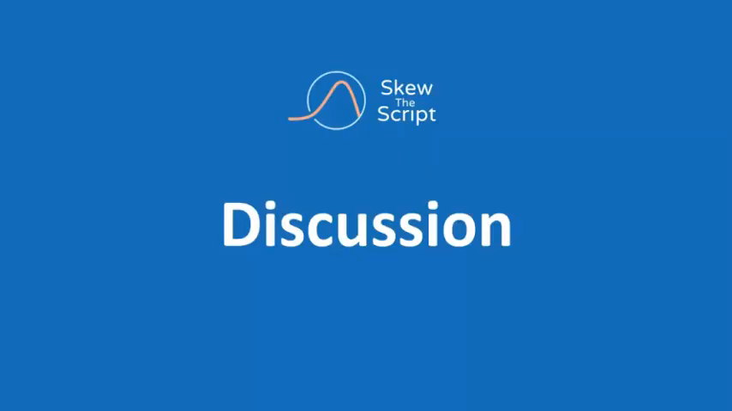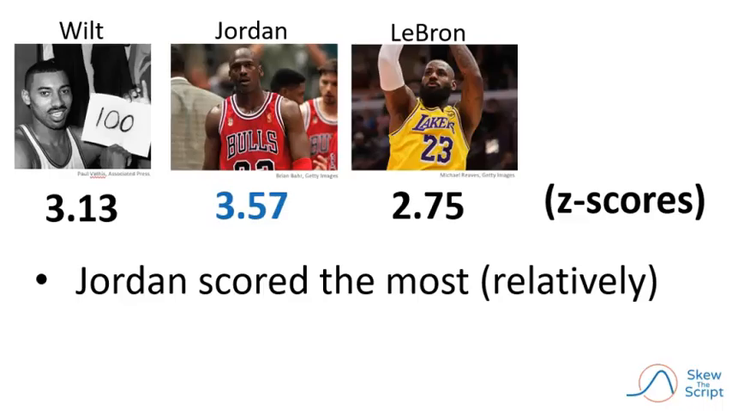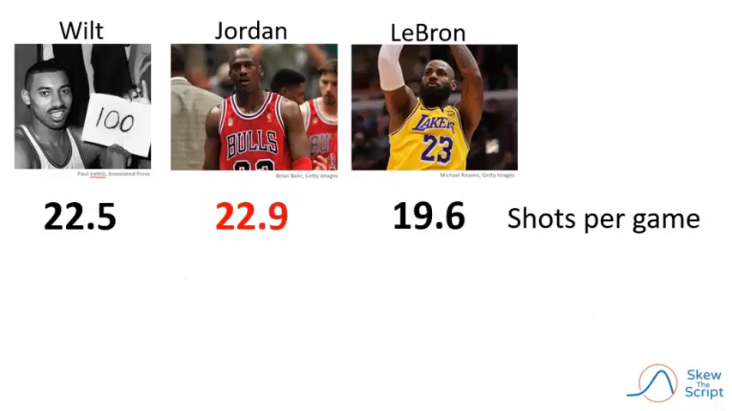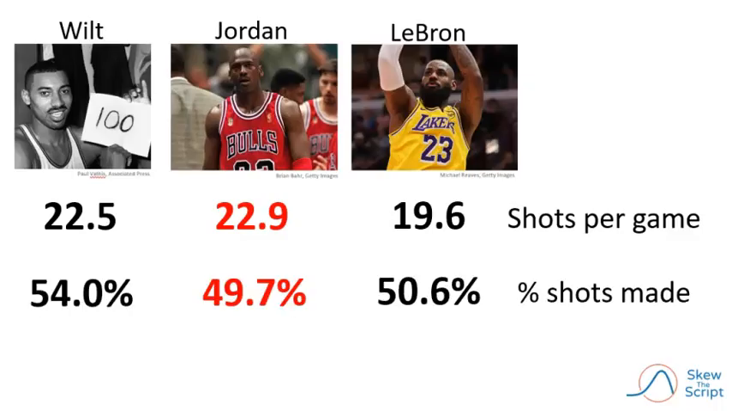That brings us to our discussion. So we have looked at z-scores. We have that Jordan has scored relatively more than Wilt and LeBron, and we have so far named him as the GOAT. But is that maybe because he took more attempts than the other players? He sure did, maybe not by much, just outshot Wilt by a bit, took many more shots possibly than LeBron, and he did not make as many percent-wise as LeBron or Wilt. So maybe we should be taking that into consideration. Just some food for thought there.